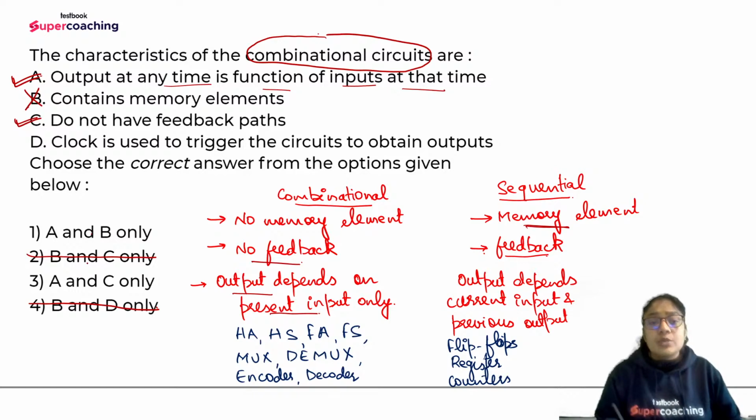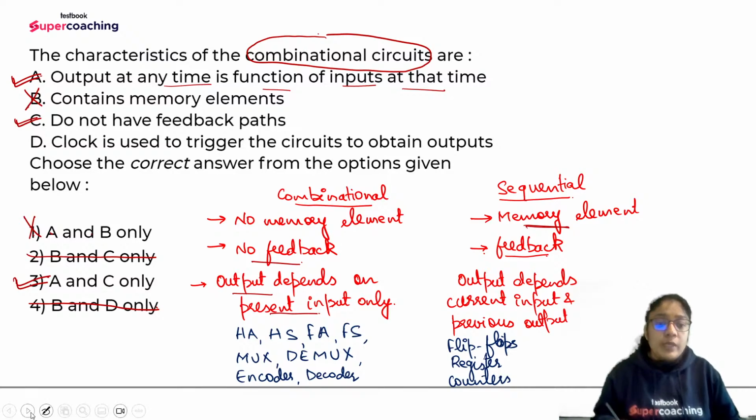Out of 1 and 2, 1 and 3, you can see it's option C. Anyhow, you can check for D. Clock is used to trigger the circuits to obtain outputs. No, we are using the clocks in the sequential circuit. So undoubtedly the answer is option 3, that is A and C.